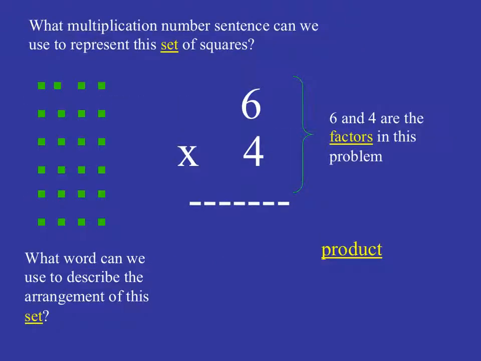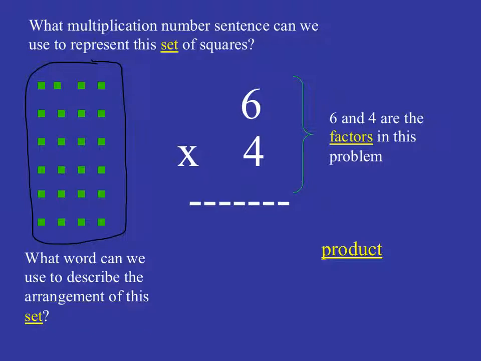So let's put those vocabulary terms to use. What multiplication number sentence can we use to represent this set of squares? And so let's look at this set of squares and put that into a multiplication problem, 6 times 4, where 6 and 4 are the factors in this problem. Now we need to find the product.